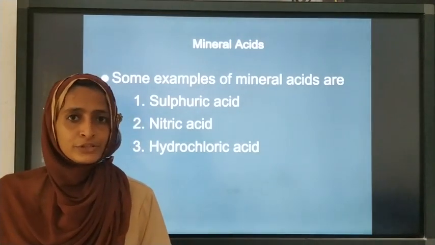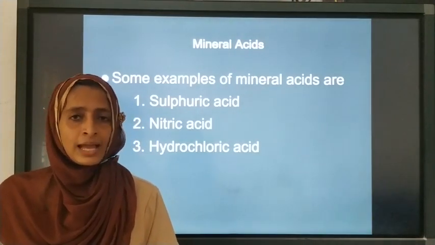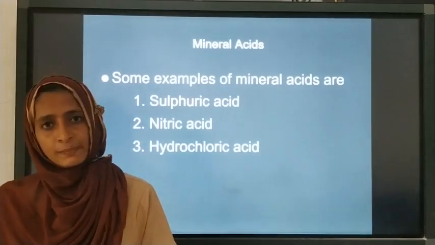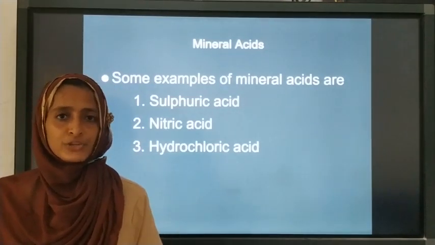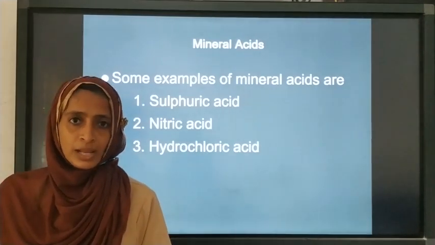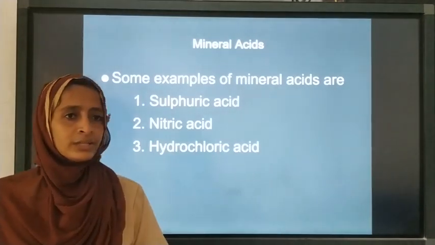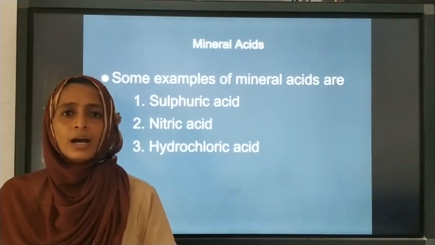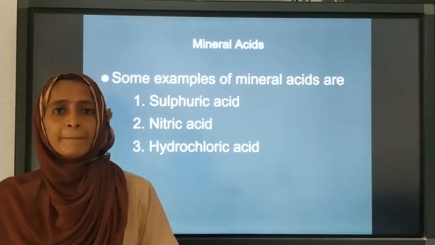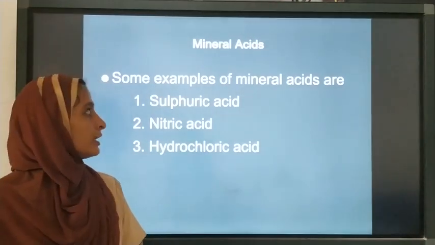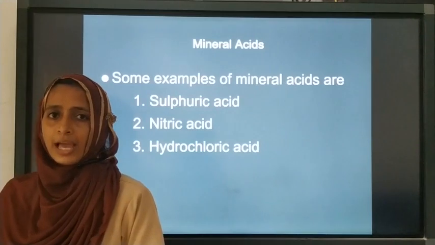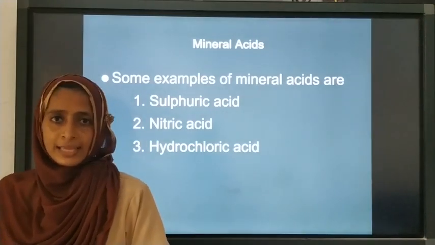I think it's clear to you about acids. Acids taste sour. There are natural acids as well as mineral acids. Acids present in nature are called natural acids, and we have listed different natural acids. And also we have seen the mineral acids, which are derived from minerals. The names of certain mineral acids are sulfuric acid, nitric acid and hydrochloric acid.